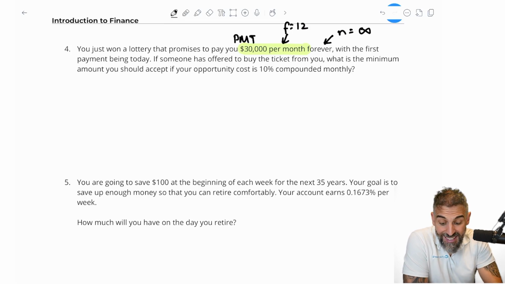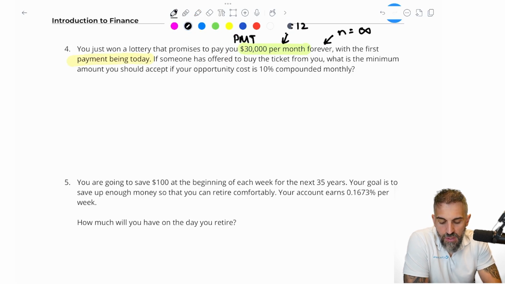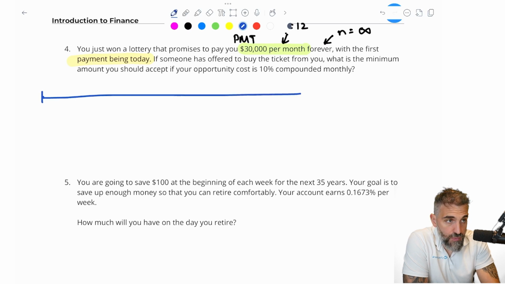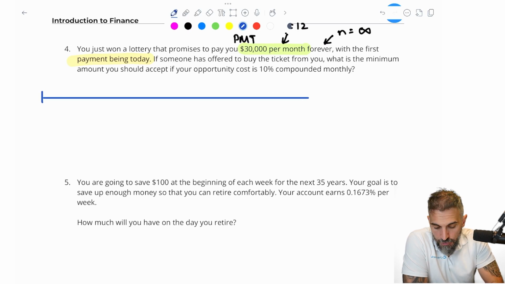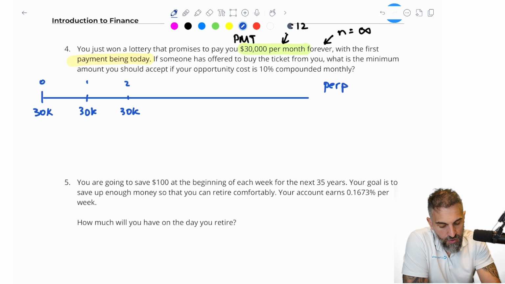The first payment is today. And this is interesting. This makes it a perpetuity due. Because if you were to draw that on a timeline, if the first payment is today, today is time 0 here. Okay? So I showed you guys this earlier. When the first payment occurs at time 0, in other words, at the beginning of the first period, it's a perpetuity due. So without even reaching the end of the paragraph, I know what I'm dealing with. I know this is a perpetuity due.